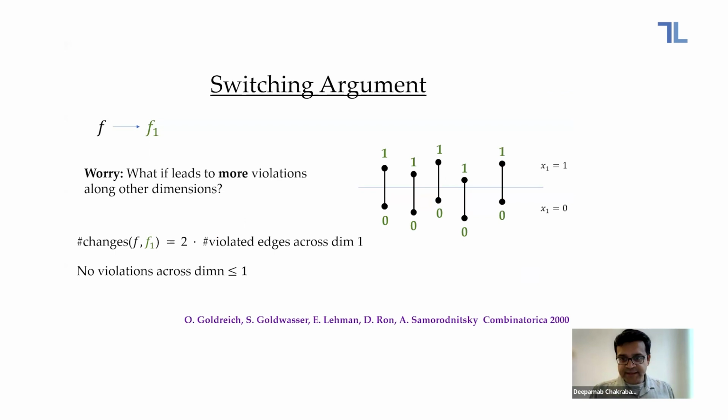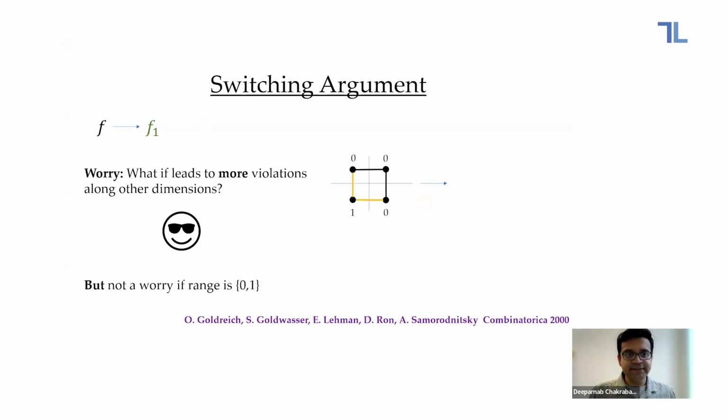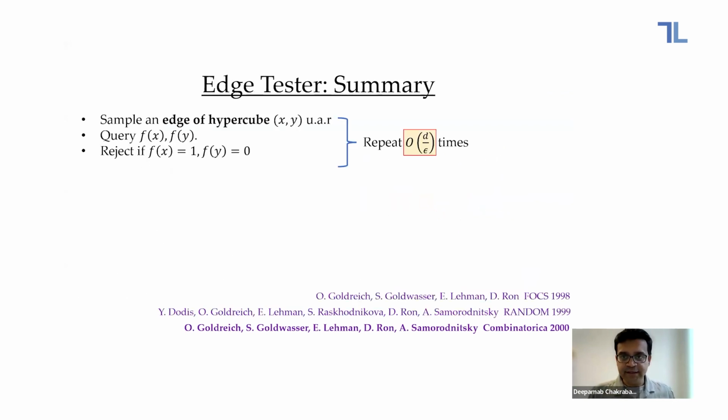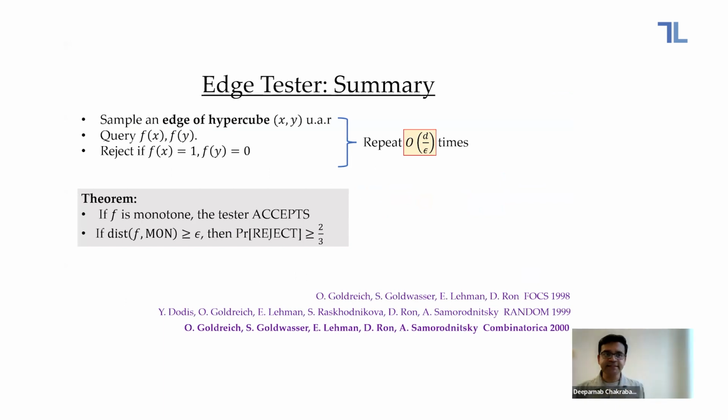So summarily, the edge tester summary is basically this: I sample an edge uniformly at random, I query the endpoints, and I repeat it some d by epsilon times. If it is monotone, I'll always accept because I'll never catch a violation. And if it is far from monotone, then a simple analysis will show that I will reject with probability at least 2/3, depending on the big O that is in front of it.